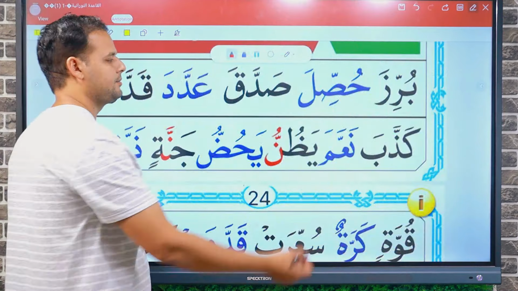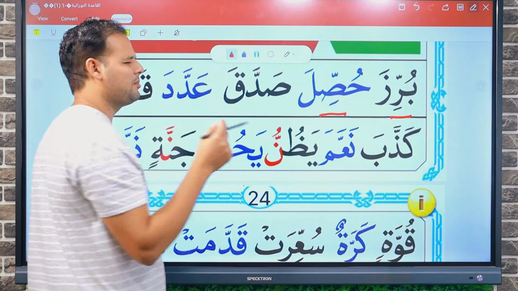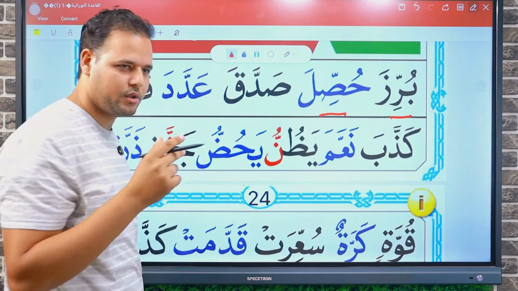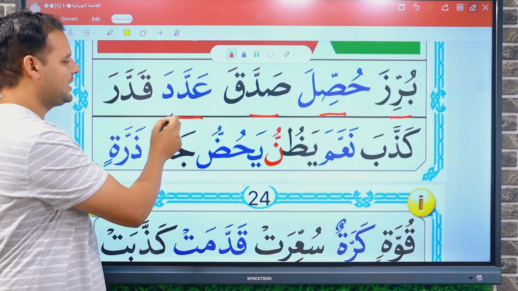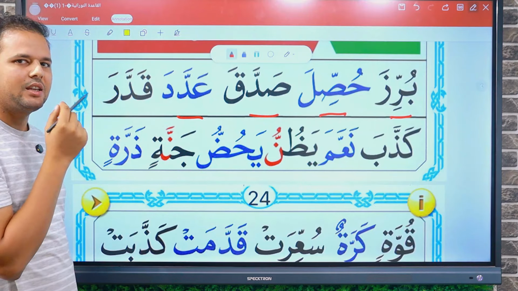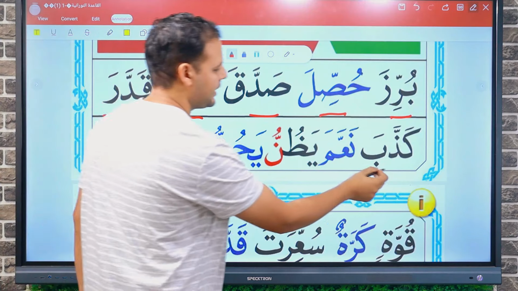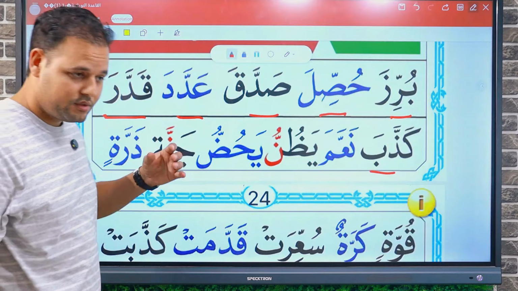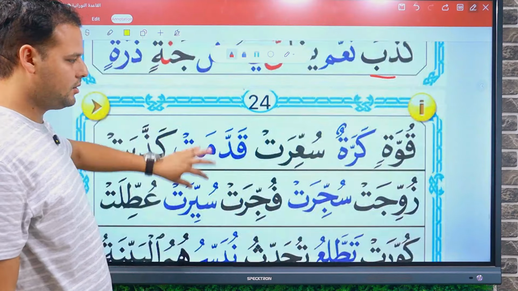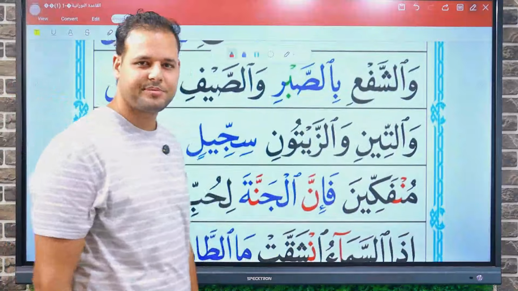Now here, burriza, hussila. You see, I'm pausing on the letter. Hussila, saddaqa, addada. You pause your tongue on it. Qaddara, kadhaba. Okay. Try to do some exercise in this one as well, and that will be all for the reading course.